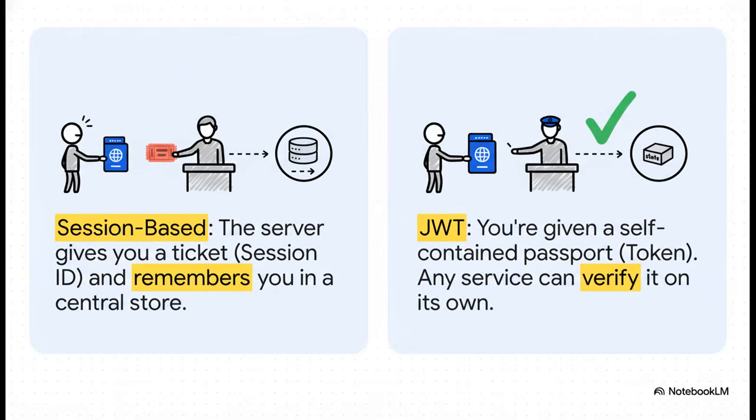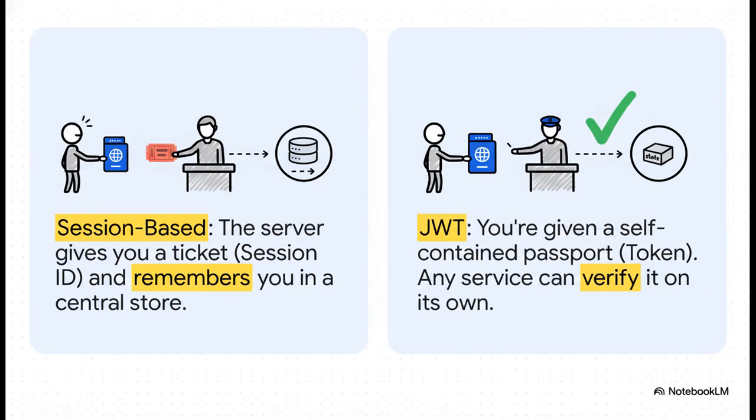Once again, two classic ways to solve this. The old school session-based way is like a coat check at a club. You give the server your coat, it stores it, and gives you a little ticket. Every time you need something, you show the ticket, and the server has to go look up its records to see who you are. The other way is with a JWT, or JSON Web Token.